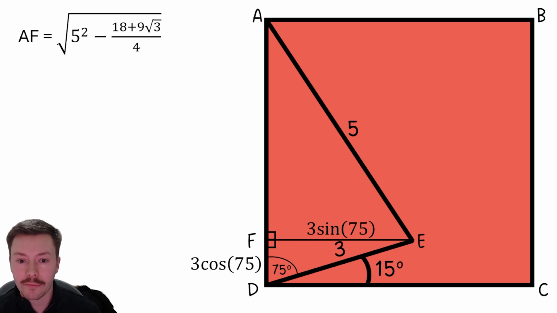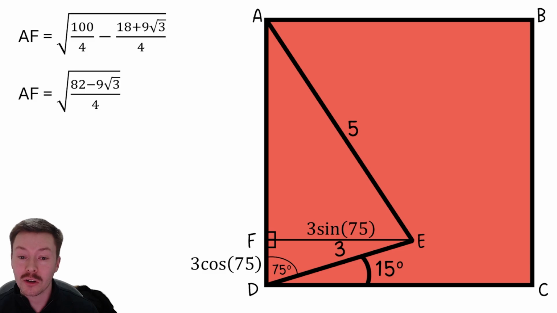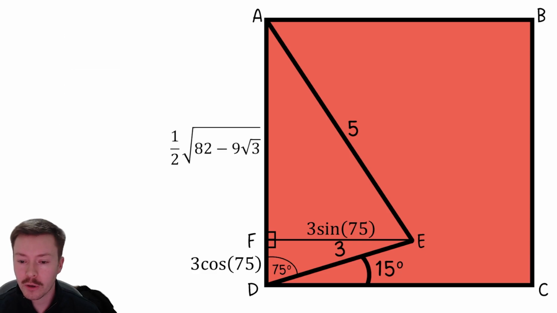Now obviously we need to square the 5, we still haven't done that. That gives me 25, and 25 is actually 100 over 4, and then I can combine those two. That gives me 82 minus 9 root 3 over 4. So again, pretty straightforward. I've square rooted the quarter there into a half and put that outside the square root. So put that on my diagram. I've got A to F, I've got F to D, just add them together and square them. Pretty simple.